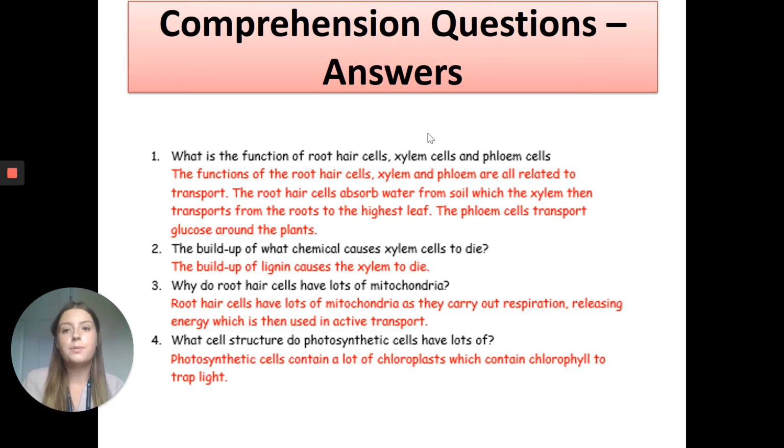So what the buildup of what chemical causes xylem to die? That's the buildup of lignin. That causes the xylem to die. Why do root hair cells have lots of mitochondria? So they have lots of mitochondria as they carry out respiration, which releases energy that's then used in active transport. And what cell do photosynthetic cells contain a lot of? So obviously, if they're photosynthetic, lots of photosynthesis, so therefore lots of chlorophyll. Okay, chloroplasts, which contain the chlorophyll to then trap the light.